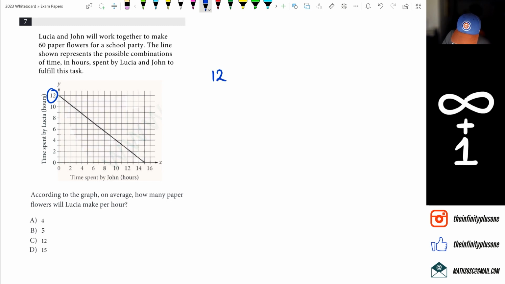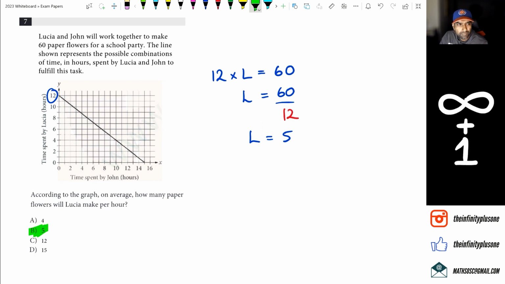So we can say 12 times her rate equals 60 flowers. Then L is equal to 60 divided by 12, which means L is equal to 5. So on average, she's making 5 paper flowers per hour. So where's 5 there? We've got option B.